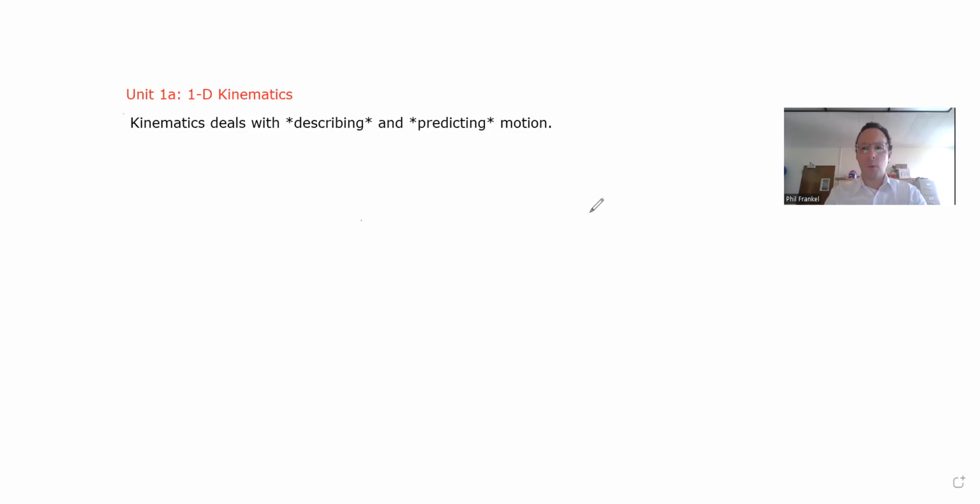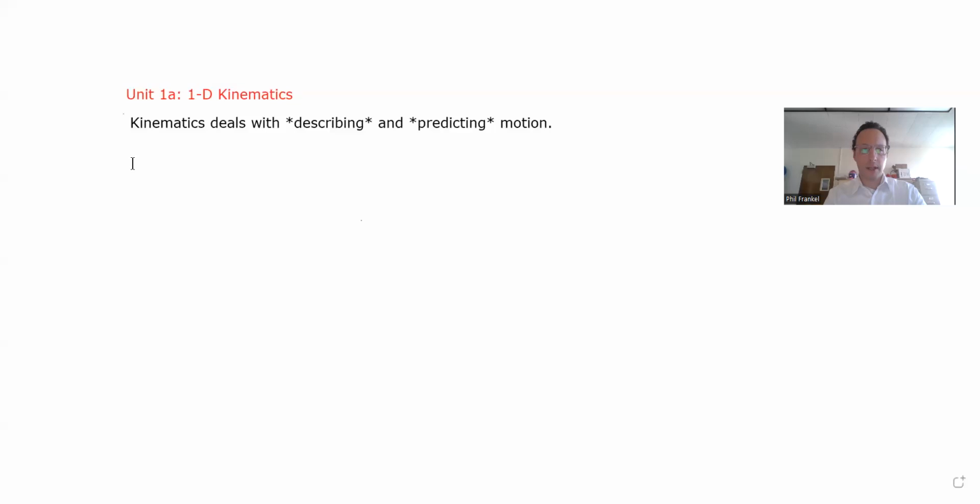Like. 1D kinematics means one-dimensional, so we're dealing with things that are moving along a line, either just left and right, or just up and down, or just along a diagonal. But in the future, we'll deal with objects that move in 2 and then 3 dimensions.